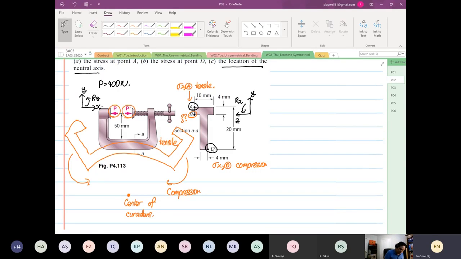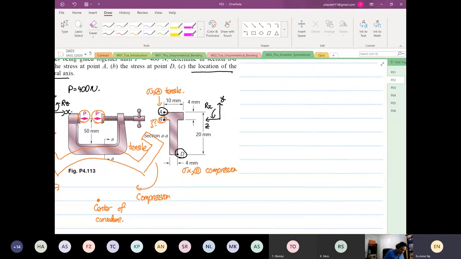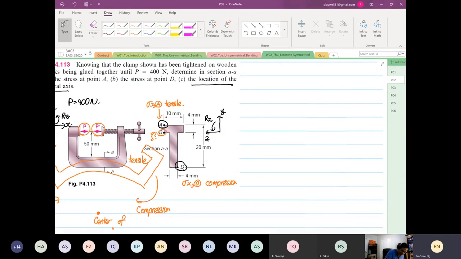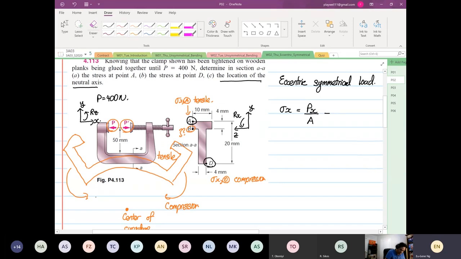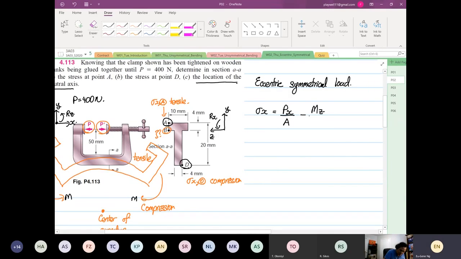Okay, so as you can see over here, we know that our structure is classified as eccentric, symmetrical loading. So we are aware that the formula we're going to use is stress X equals P in the X direction divided by A, minus the moment. You can see the rotation of the moment. The rotation of the moment is about the Z axis. So it's Mz over Izz multiplied by y.